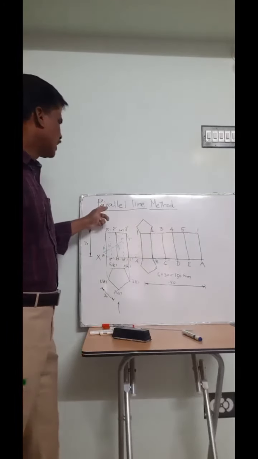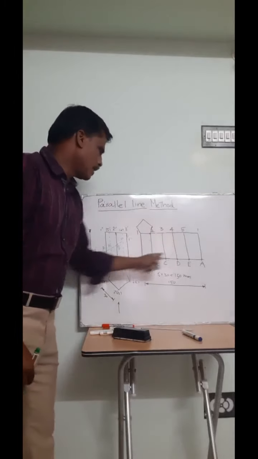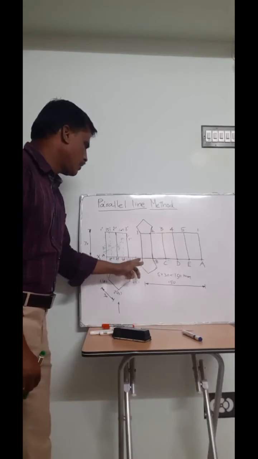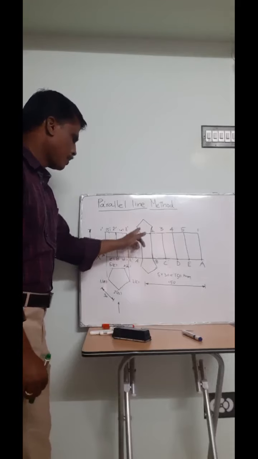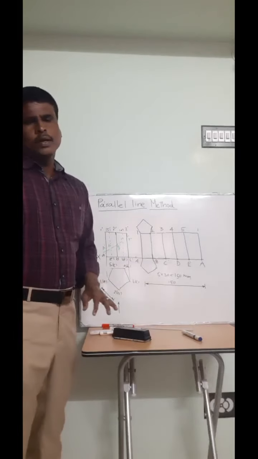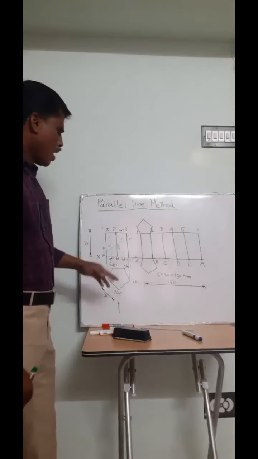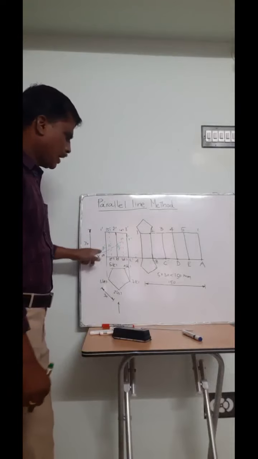Then the method is called the parallel line method. When I start my development, I draw the line 1A, which is parallel to one of the longer edges, that is 3C. I made a line, then I have developed the solid. Now I am going to cut the solid using a cutting plane like this.